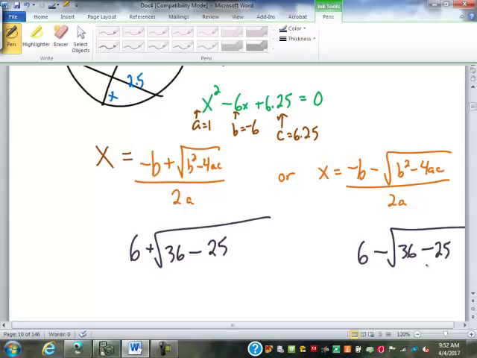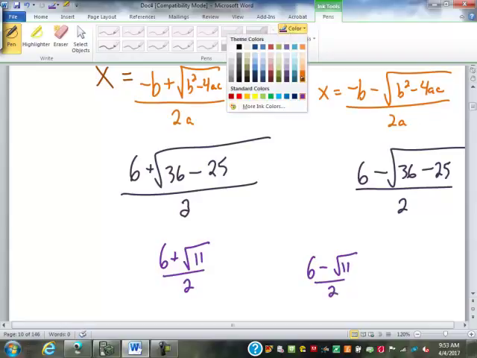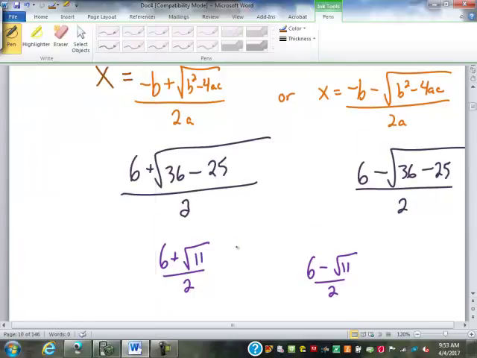So it's 36 minus 25. That's going to be over 2 times a. Well, a is 1, so that's just going to be over 2. 36 minus 25 is 11. So then we got to do the square root of 11. That's 3.3166.